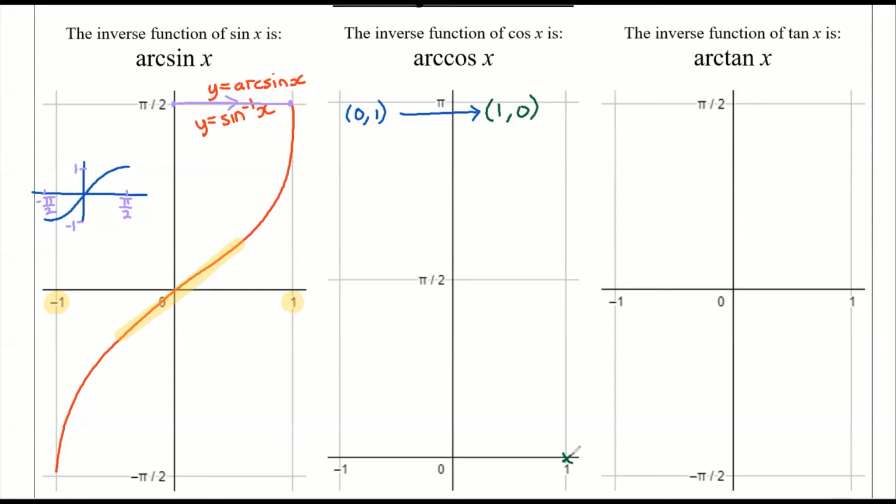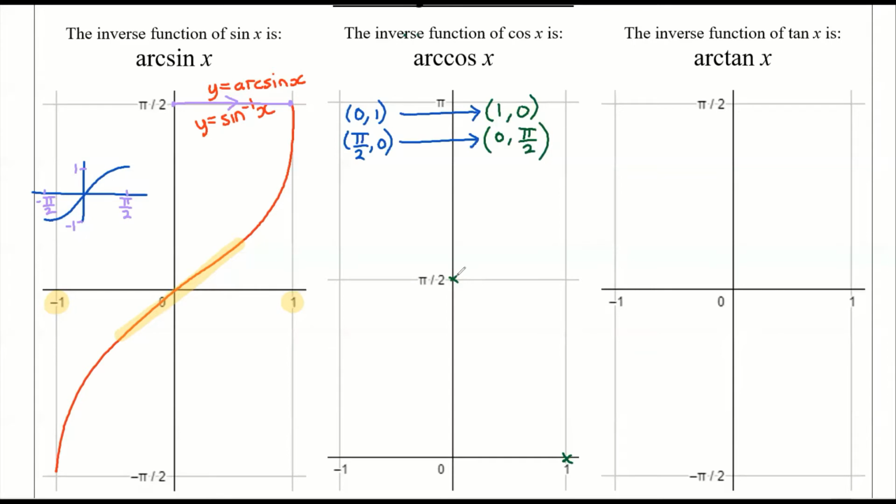Another important point on the cosine graph was where it crosses the x-axis. So that would be at pi over 2 and 0. Now, remember, the inverse function, these switch around. So that would be 0, pi over 2. That would be another important point, which is, of course, here.